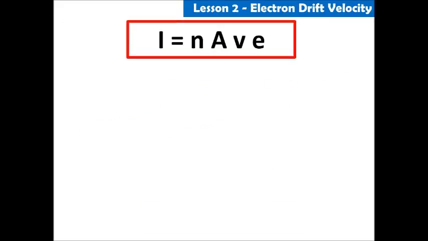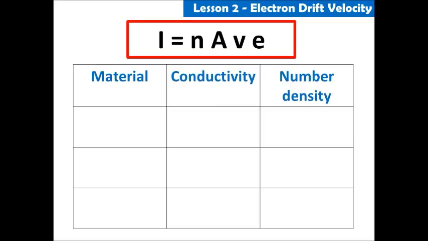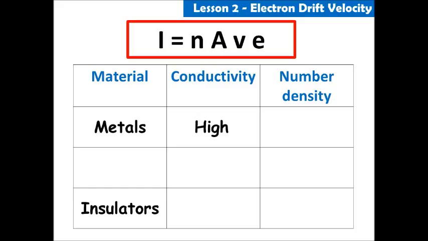Okay, let's use this equation now and see how the number density affects the conductivity of different materials. So we're going to look at different materials, their conductivity, and see how that is controlled by the number density. Let's start off with two materials we know about, metals and insulators. We know that metals are really good conductors of electricity, and so therefore they have a high conductivity. That means they can allow big currents through them. Insulators, we know they're not good conductors, so they have a low conductivity. So that means the current they allow through them is really low.